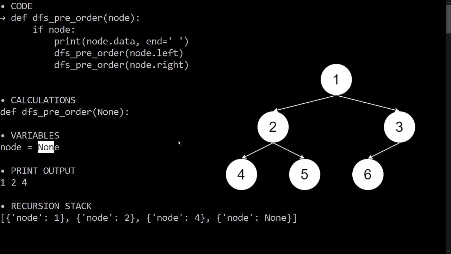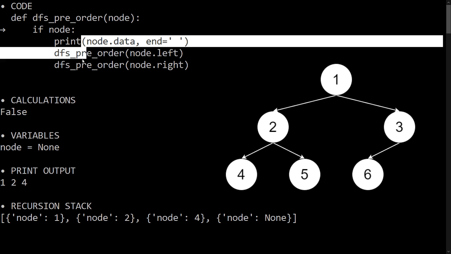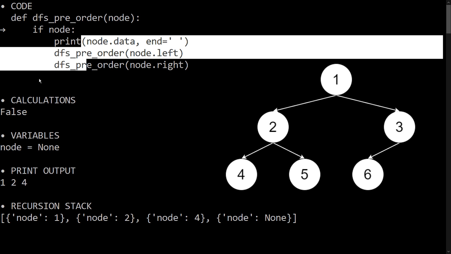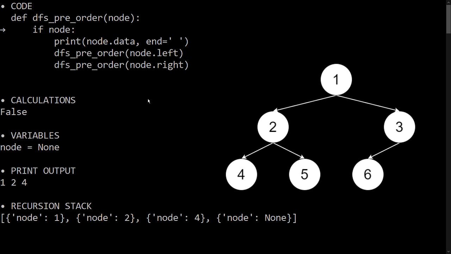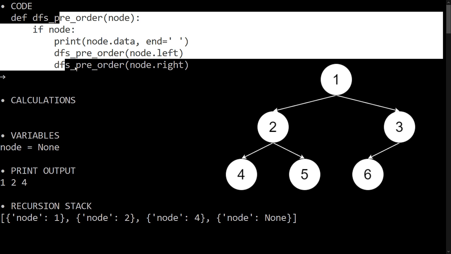Node is none, and the condition that node is not none becomes false. So it will skip all these 3 lines and go to the end of the function. So for this recursive function, when we pass node equal to none, the program terminates.